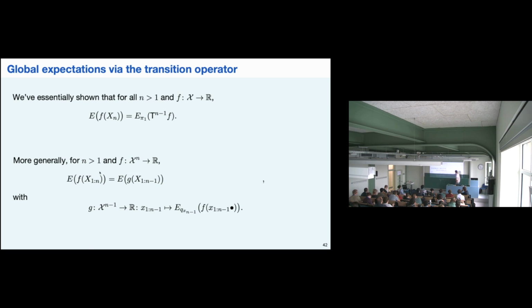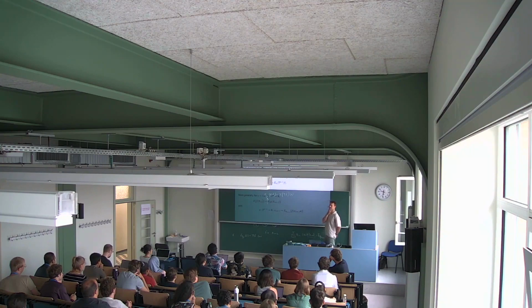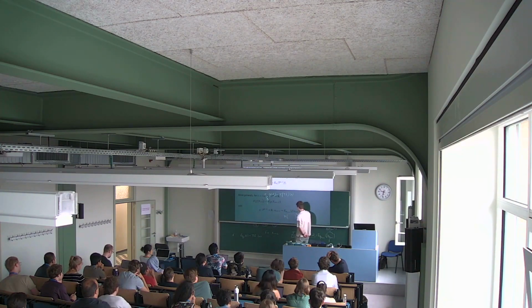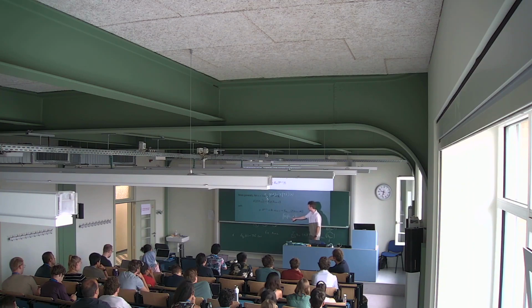We can write this as, how can I use this? How can I rewrite this using the transition operator? What matters is the final state here, so it will be something of the transition operator evaluated in xn-1. And what should be the argument? The same function, right? The function that is here. So it's f x1 to n-1 with the bullets. So this is a function on the state space, right? We fixed x1 to n-1. Then we applied the transition operator to this function, and we evaluated in xn-1.